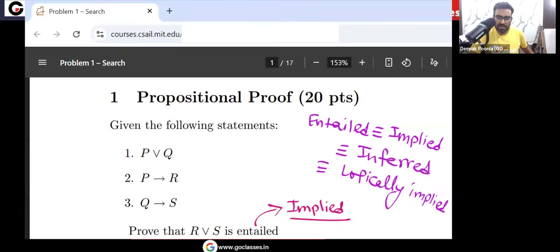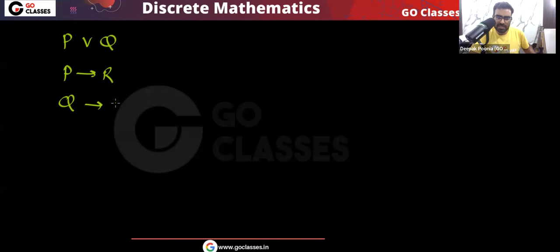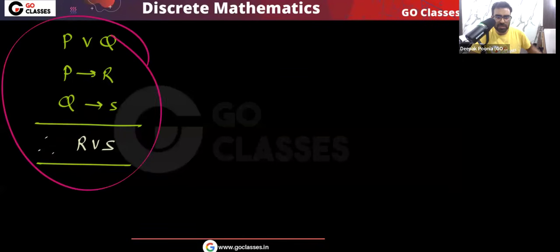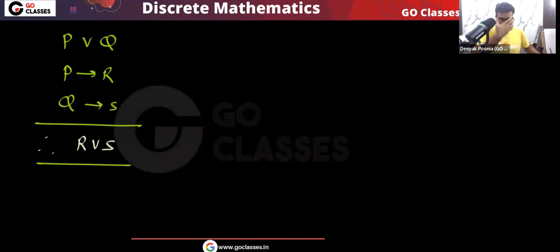So what are the premises? You can see the premises are P or Q, this is a premise. P implies R, this is a premise. Q implies S, this is another premise. So these are the three premises. And what is the conclusion? The conclusion is R or S. And we need to prove that from these premises this conclusion can be inferred, means this whole argument is a valid argument. Now to solve this question, there are two methods.